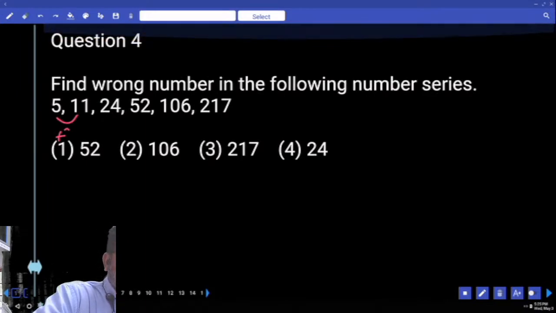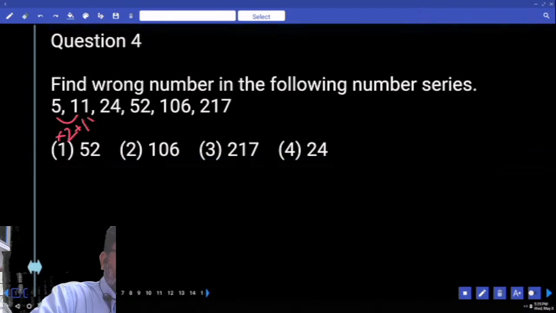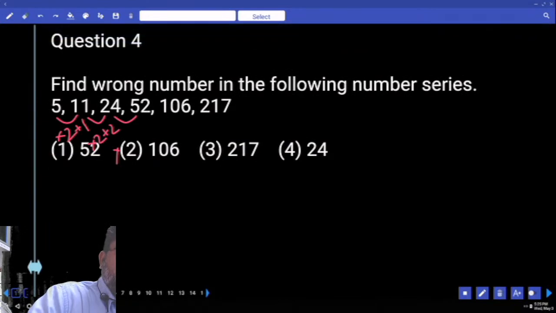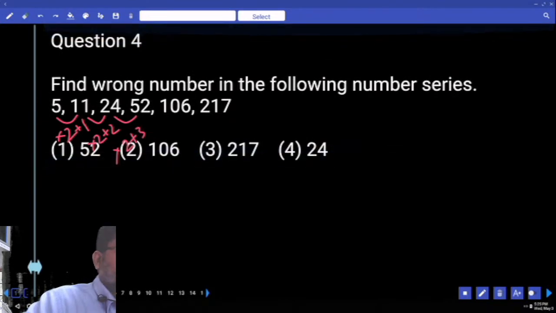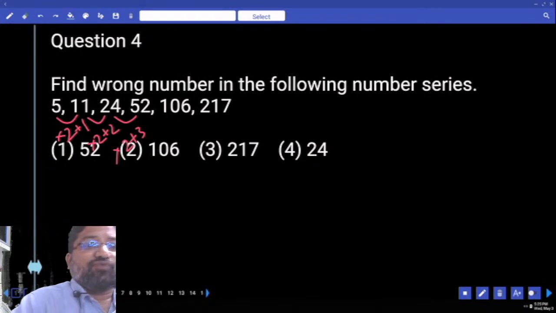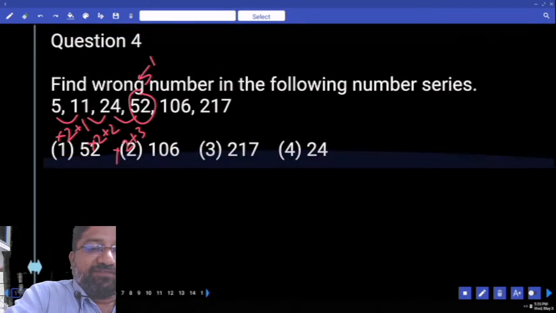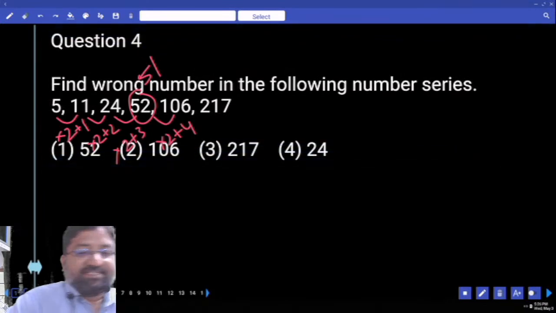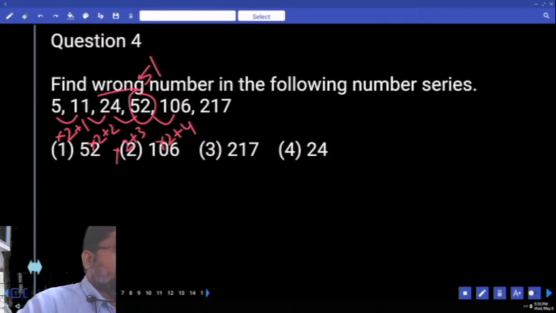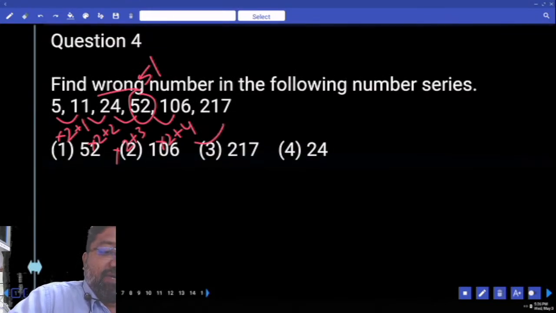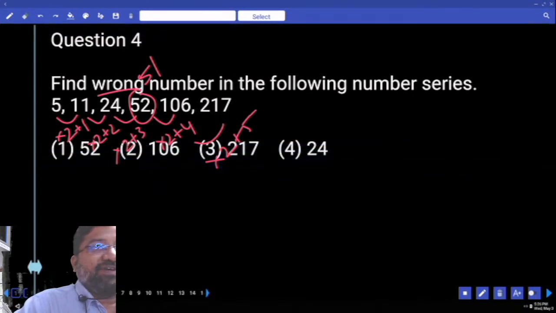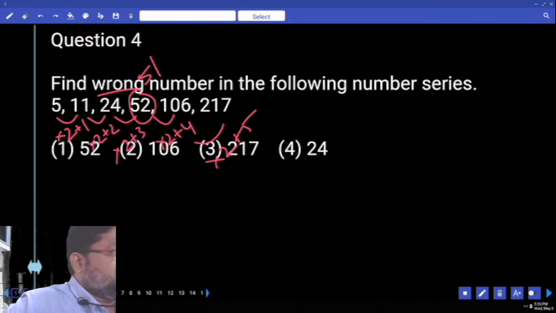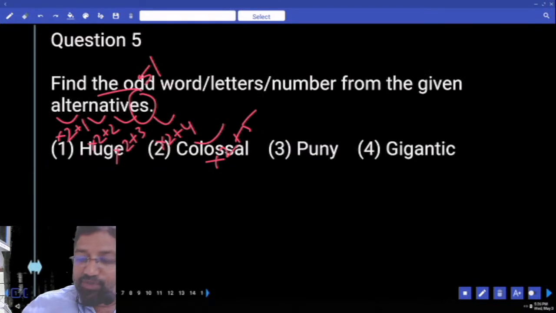This is 5 into 2 plus 1. 11 into 2, 22 plus 2. Maybe this is into 2 plus 3. 24 into 2, 48 plus 3, 51. 51 into 2, 102 plus 4 is 106. The question is on finding the wrong number in the series. Obviously, next is into 2 plus 5. 106 into 2 is 212 plus 5 is 217. Is this clear?